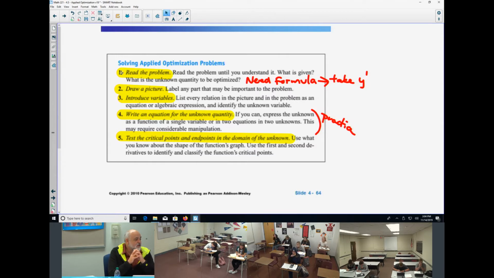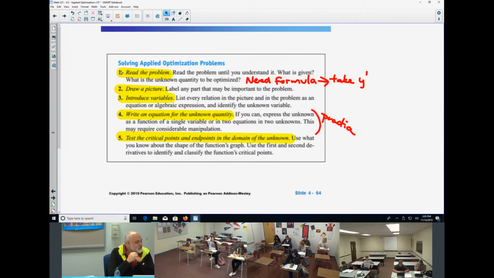All right, write an equation for the unknown quantity. And this is where it really helps to practice on these problems. Oh, speaking of which, on the student success organizer, where it has suggested problems, 1 to 57 every other odd. Okay, don't try number 25. If you're going to try some of those, I would recommend it, but 25 is just ridiculous. Okay.